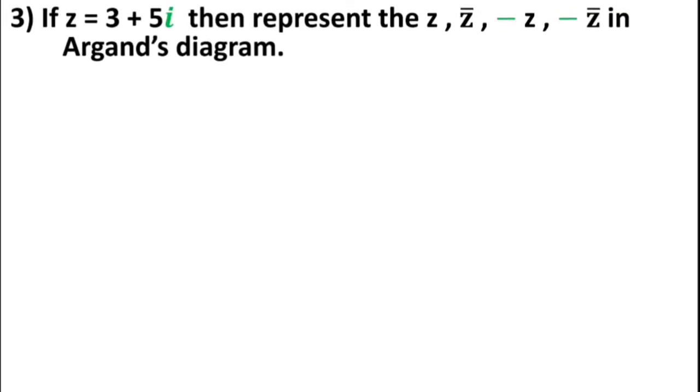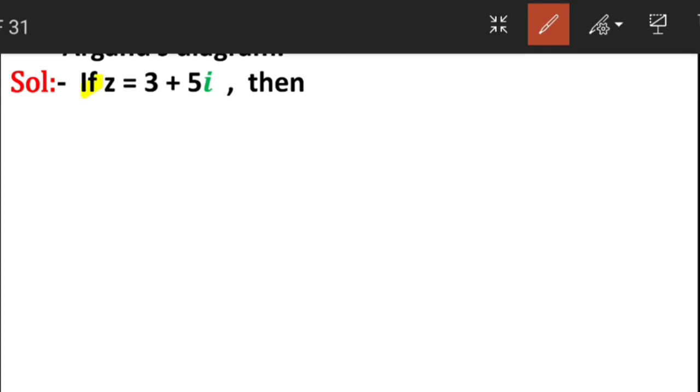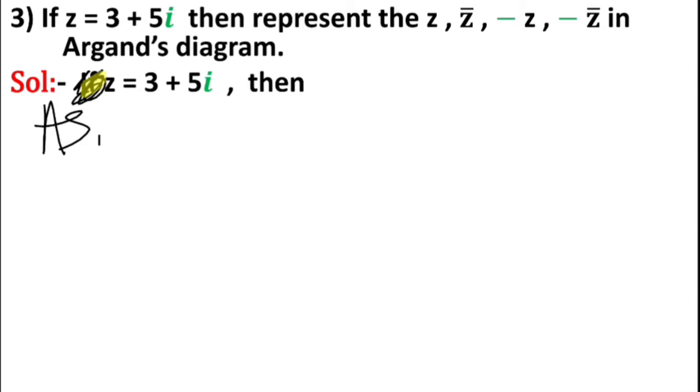Now question number 3 from your textbook. If z is equal to 3 plus 4i, then represent the numbers z, z bar, minus z, minus z bar in the Argand diagram. You are familiar with the Argand diagram. What is the Argand diagram? I already explained it in the previous video, you can check it there. Here, given z is 3 plus 5i, then z bar is equal to 3 minus 5i, that is the conjugate of z.